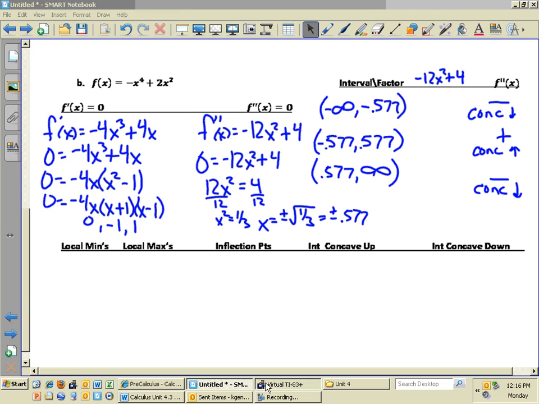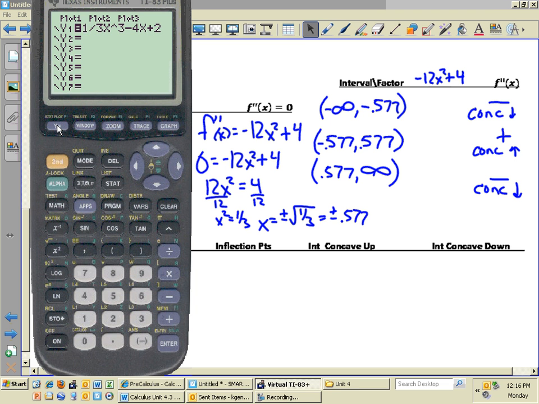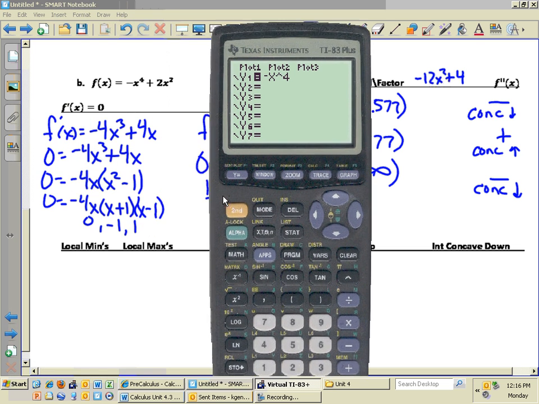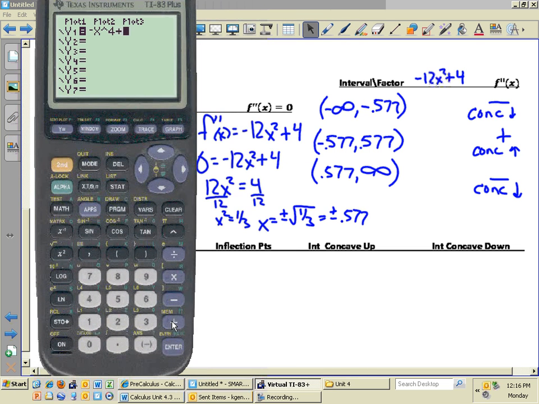Let's look at this graphically. Negative x to the fourth plus 2x squared. I'm going to zoom in on that a little bit. I'm going to change my window to be negative 4, positive 4, negative 2, positive 2. And when I look at that graphically, we could see the nice change.